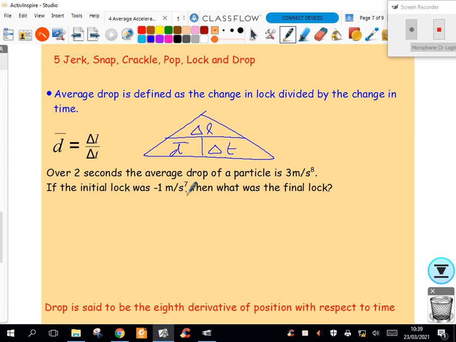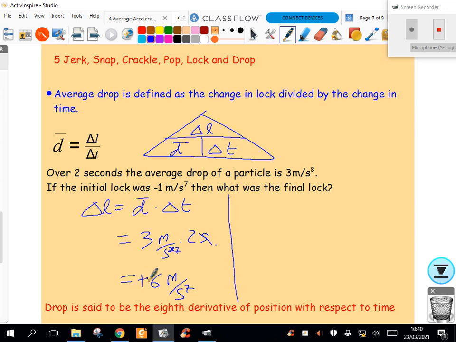Okay, the initial lock. So the change in lock is going to be my average drop times my change in time. My average drop here is 3 meters per second to the power of 8. My change in time here is 2 seconds. 3 times 2 is 6. What will happen here is our units, one of those 8 will cancel with that to give me seconds to the power of 7. So my change in lock is 6 meters per second. Notice it's positive. That's an increase of 6 meters per second to the power of 7.